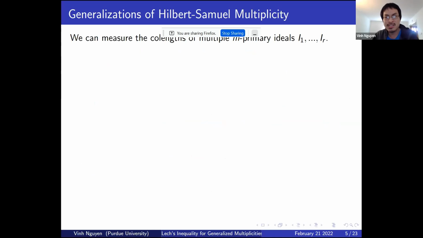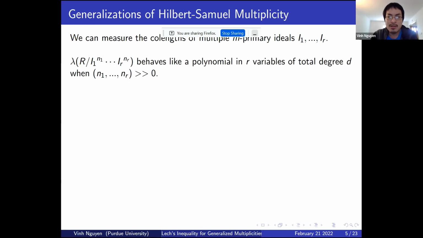Okay, so there are various ways to generalize Hilbert-Samuel multiplicity. One way is to measure the colength of multiple M primary ideals at the same time. So we're going to take a look at this length function here of the powers of the ideals. And this will behave as a polynomial in multiple variables when n1 to nr are large.